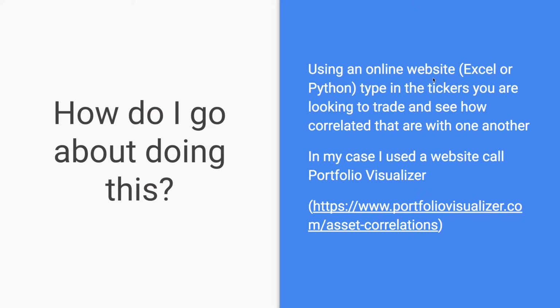Using an online website, type in the tickers you're going to trade and see how correlated they are with one another. In my case, I used a website called Portfolio Visualizer. All I did was type in stock correlations onto Google. You can use any number of different sites to identify how correlated the underlyings are that you are trading. Additionally, you can go onto Yahoo Finance and download historical data, and if you know how to use Excel or Python, you can make a correlation matrix.